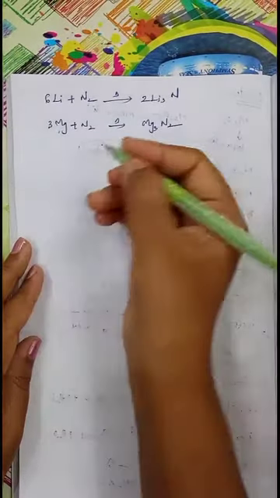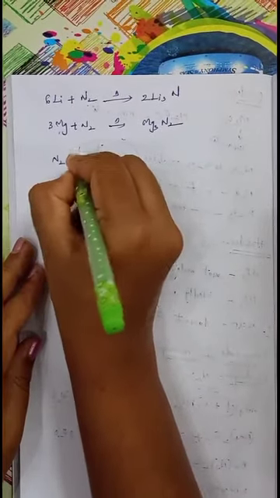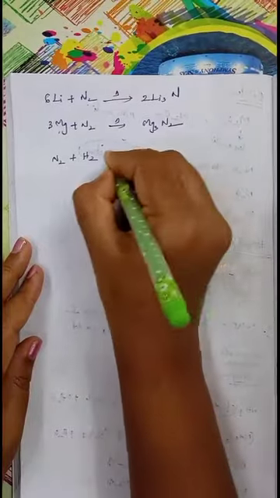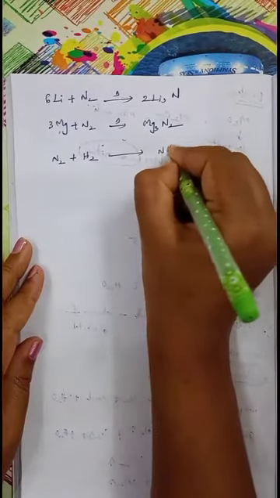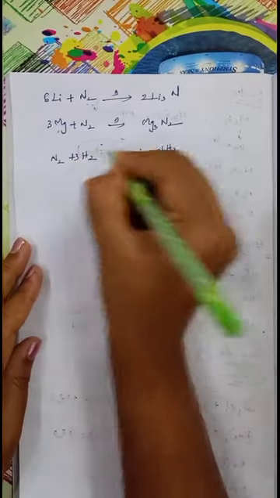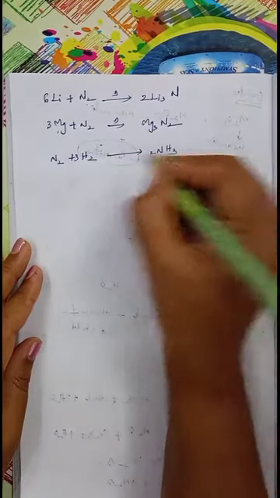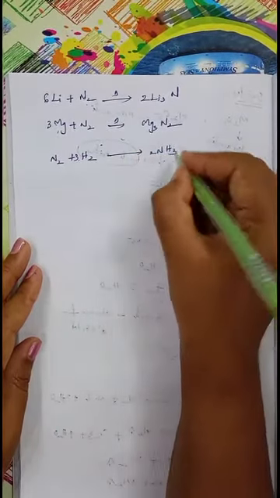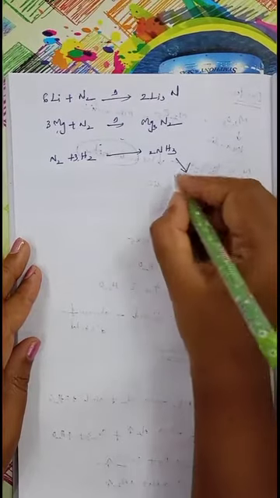Next, in the same manner, nitrogen can also react with hydrogen. It can be converted into ammonia. To balance this reaction, take 1 mole of nitrogen and 3 moles of hydrogen to give 2 moles of ammonia, and this is called Haber's process.